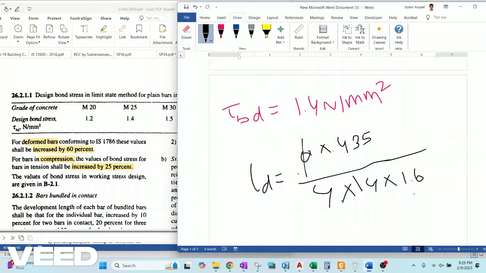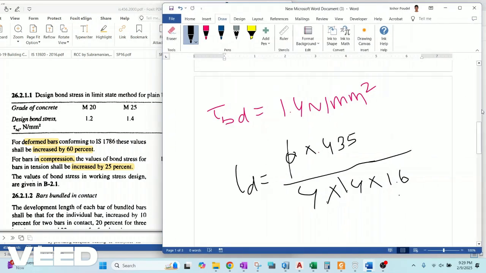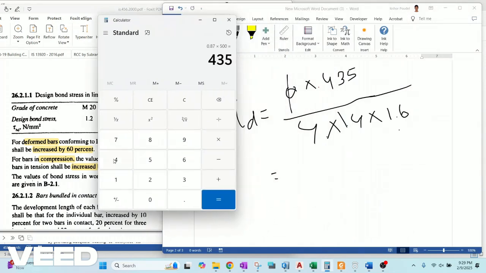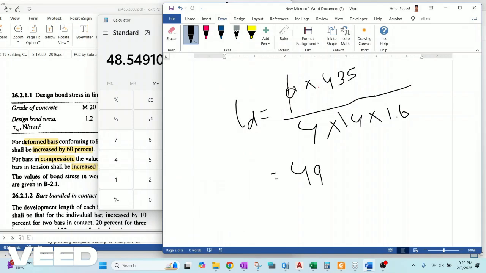So the value of LD is 435 divided by 4 divided by 1.4 and 1.6, which gives approximately 49.5 times phi. This is the formula for calculating development length, and we can calculate the development length for different bar diameters.